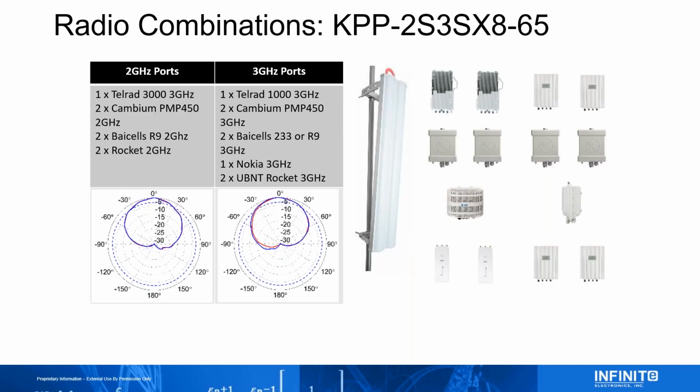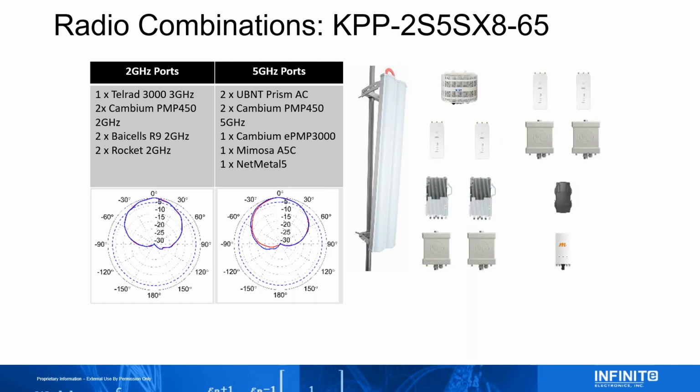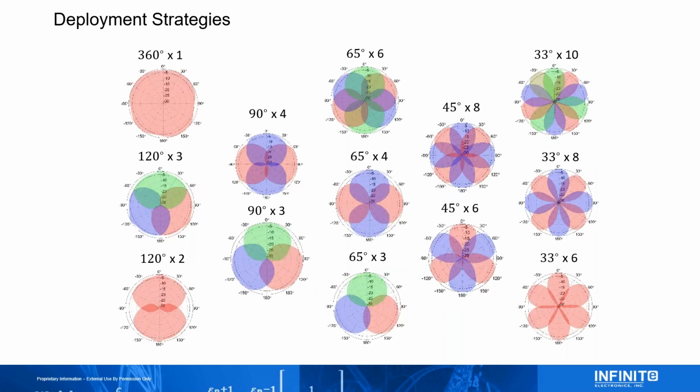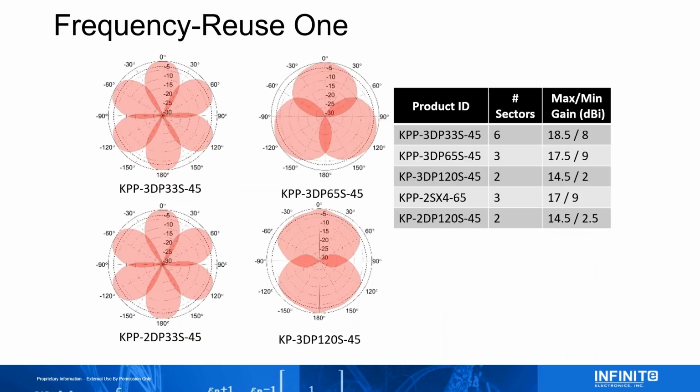I'm just going to go here. This is 2 gig, 3 gig. Lots of different options you can choose from here. 2 gig, 5 gig, very, very nice clean patterns in all the bands and all the ports. Lots of different options. I mean, Cambium, Telrad, Ubiquiti, Bicells, Mimosa, like just lots of different things you guys can do. Now, I'm just going to skip through here. I'll just leave it on here so you can take a look at your leisure later.